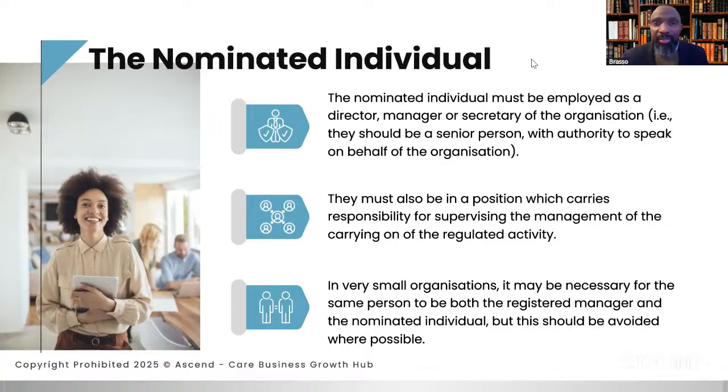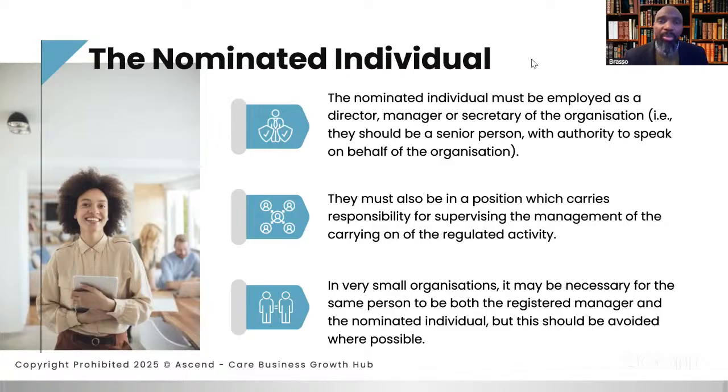I will start with the nominated individual and quoting what CQC tells us about the expectations from this particular office bearer. CQC are saying a nominated individual must be employed as a director, manager, or secretary of the organization. That is, there should be a senior person with authority to speak on behalf of the organization. Number two, and which is very, very important, they are saying they must also be in a position which carries responsibility for supervising the management of the carrying on of the regulated activities.